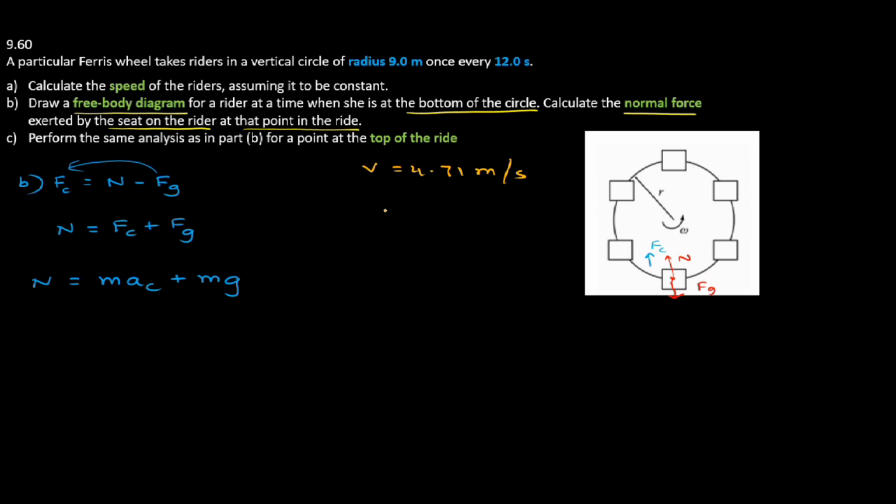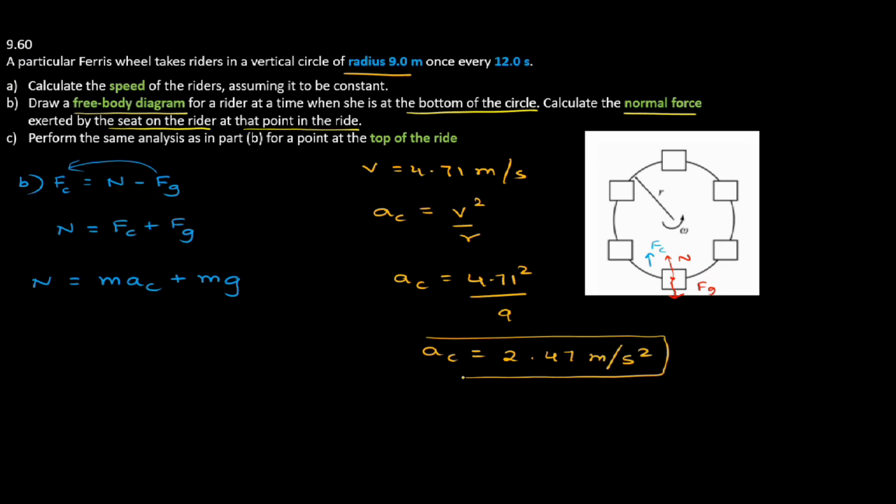We know that AC in terms of linear speed v can be written as v squared over r. So I will calculate what is AC. AC will be 4.71 squared divided by r, which is the radius, 9 meters. And when I calculate this AC, I get the value as 2.47 meters per second squared.